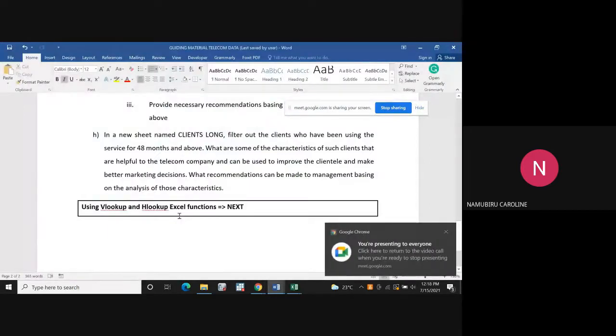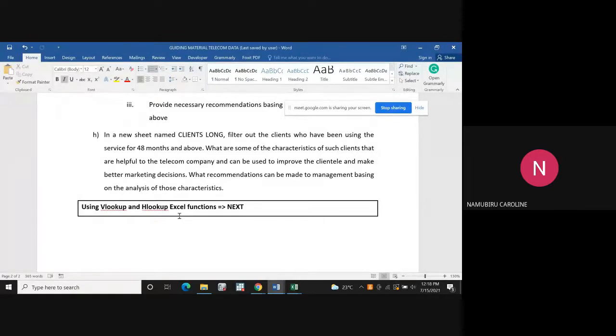So in a new sheet named clients long, filter out the clients who have been using the service for 48 months and above. What are some of the characteristics of such clients that are helpful for the telecom company and can be used to improve the clientele and make better marketing decisions? What recommendations can be made to management based on the analysis of those characteristics? I want you to first read the question very well, because this one we're going to work out together.